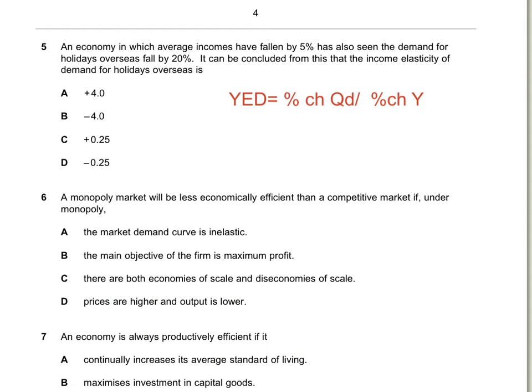Question 5 is a more straightforward calculation. So in this question we're being asked to work out the YED value from given information. So in an economy where average incomes have fallen by 5%, so we've got a -5 on the bottom, it's seen demand for holidays fall by 20%, so 20 over 5. The important thing here is that the two negatives cancel each other out. So the YED in this instance is +4, so the answer is A.